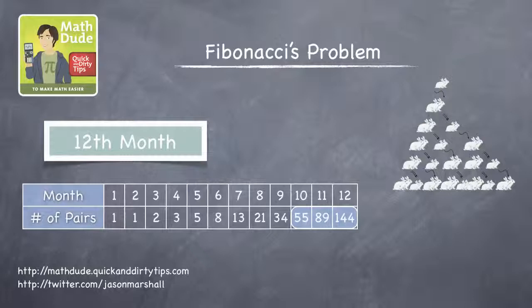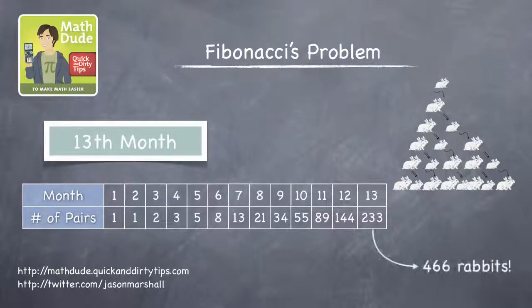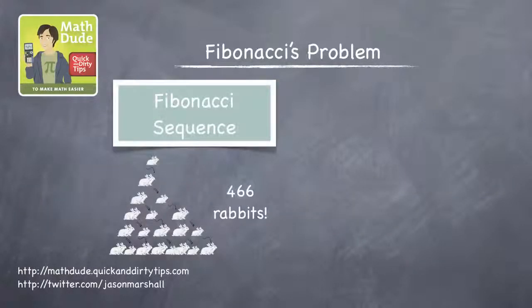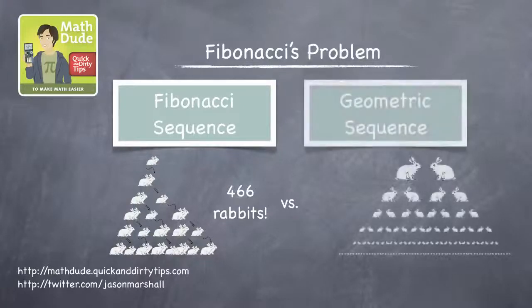But is that how many pairs the rabbit pen would actually contain after 1 year? No. That's the number of pairs in the pen at the beginning of the 12th month, not the end. So we actually need the number of pairs at the beginning of the 13th month, which is 233 pairs, or 466 rabbits. But how does that compare to the exponential growth of the model where rabbit populations grow like a geometric sequence? The difference is huge.